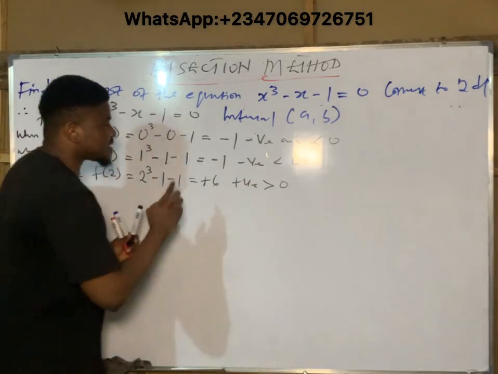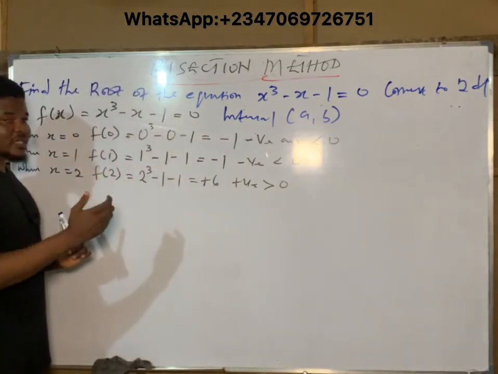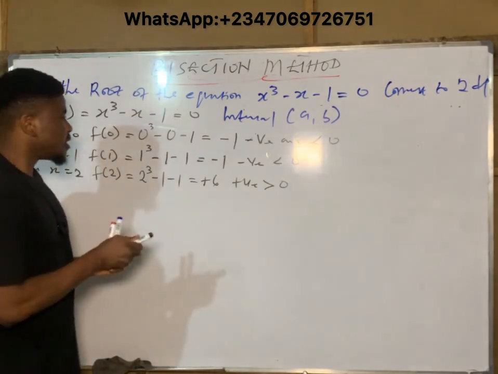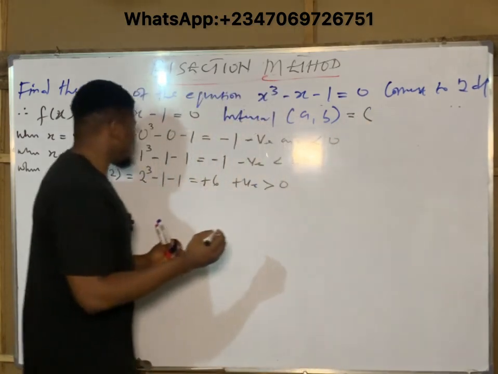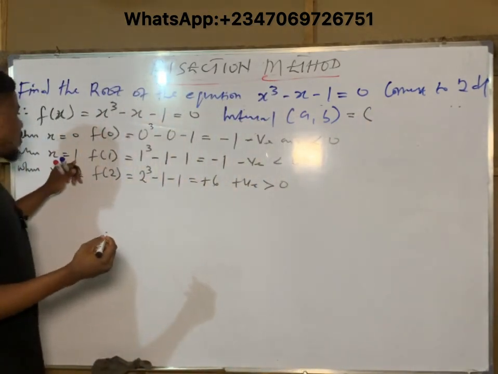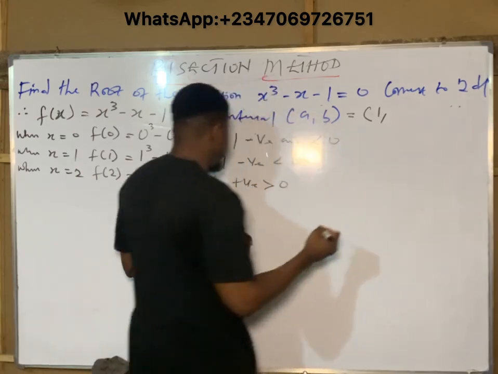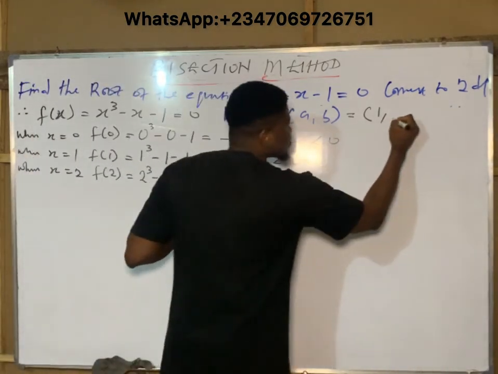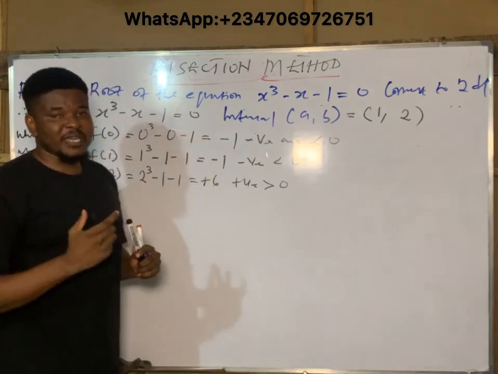This now implies, remember I said earlier that a is a value that causes the function to be negative and b is a value that causes the function to be positive. So this means that from here my a is going to be equal to 1, since 1 causes this function to be negative. A is 1, comma, b is actually 2, the value that turns the function to positive. So b is 2. So this is now my interval, and with my interval I can find my initial guess.